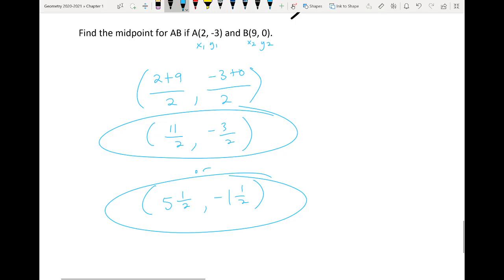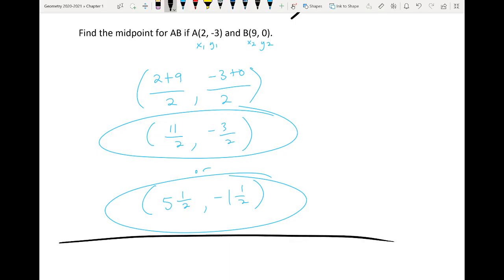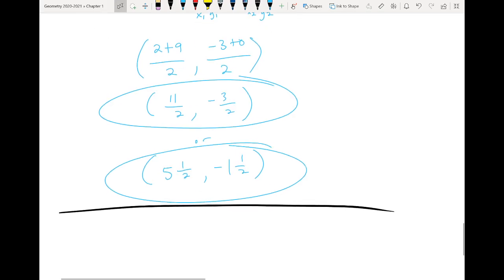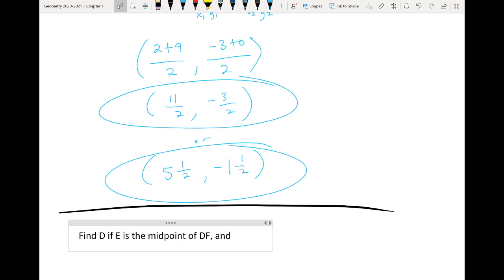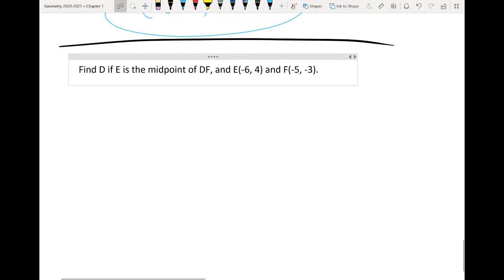Our last example for today is that we are going to find D if E is the midpoint of DF and E is equal to negative 6 comma 4 and F is equal to negative 5 comma negative 3. So gentlemen, in this case, they've actually given us the midpoint. And we have to find one of the coordinates.